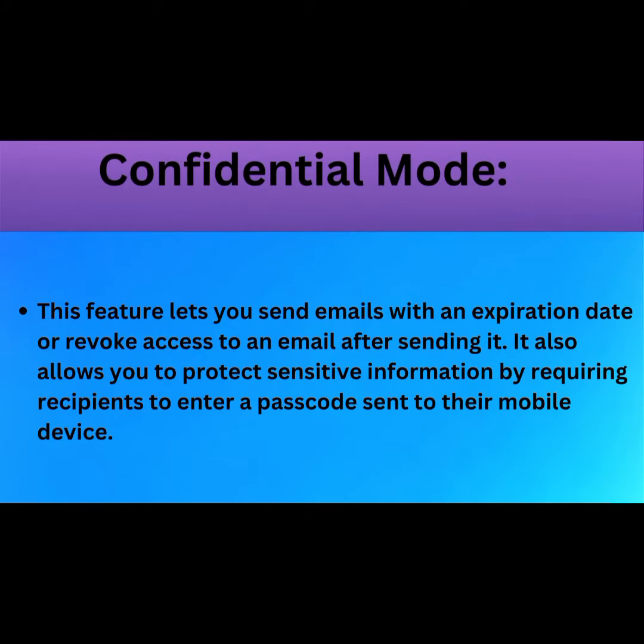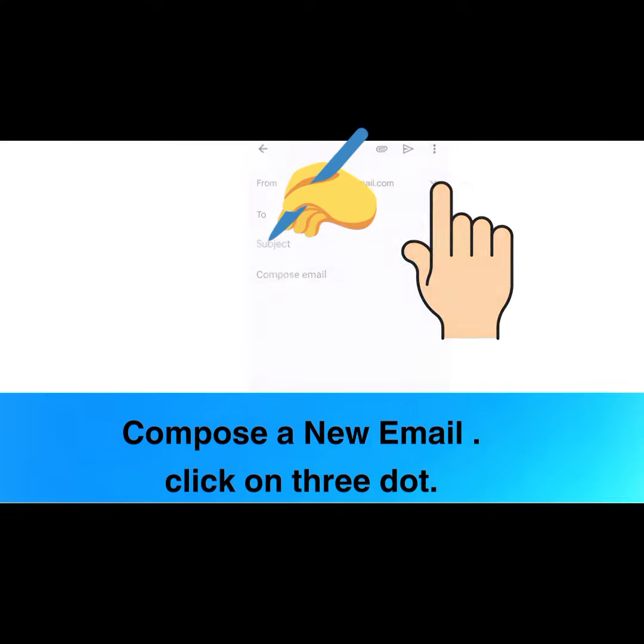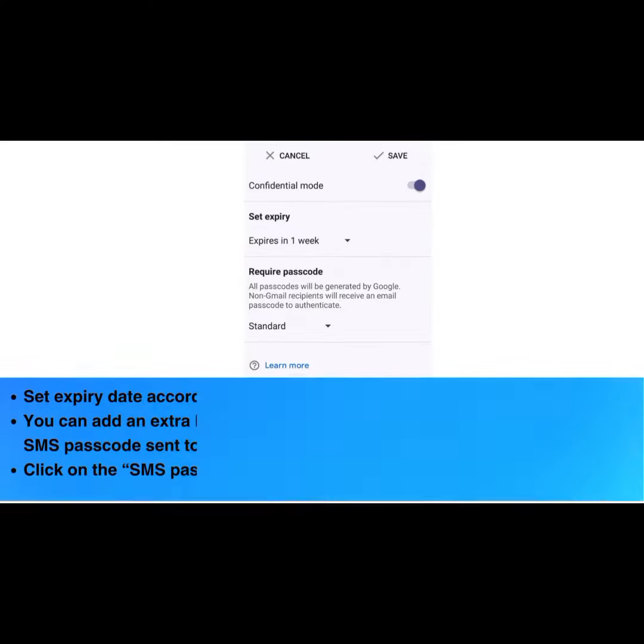Third one is confidential mode. To set up confidential mode in Gmail, compose a new Gmail. Click on the clock and padlock icon at the bottom of the compose window. Choose expiration and access settings for your email. Optionally, set a passcode for added security. Send your email with confidential mode activated.